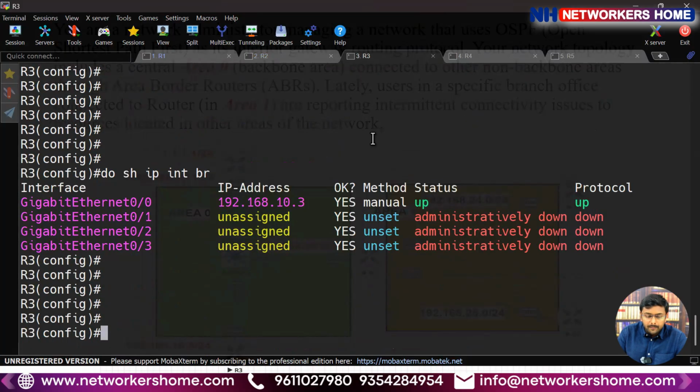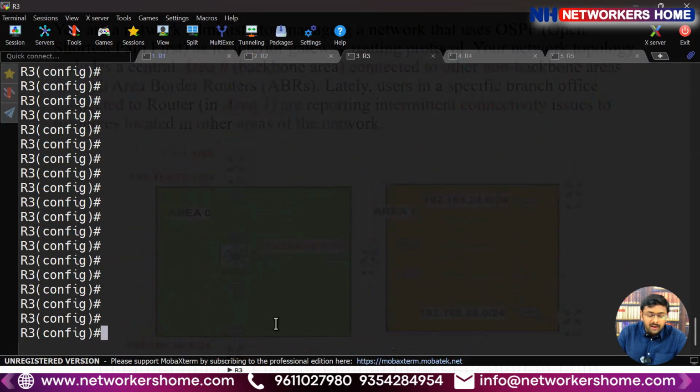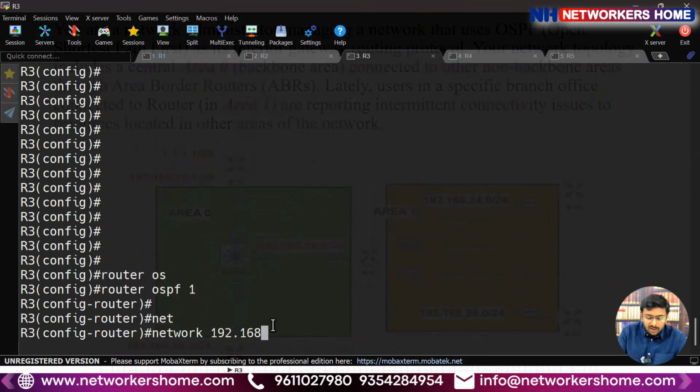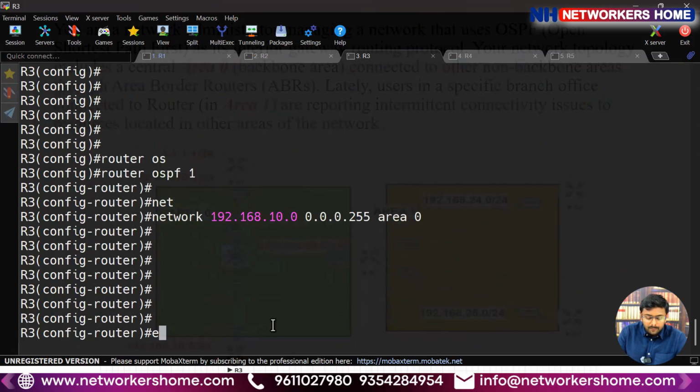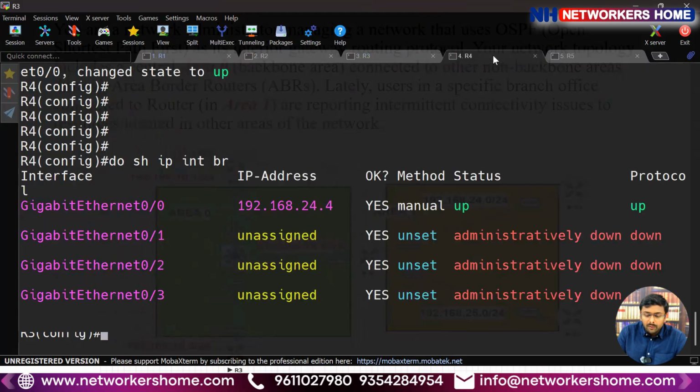Come to router 3. Router 3 is in area 0 only. So router OSPF 1 and network 192.168.10.0 and 0.0.0.255, and area is going to be 0. Give exit.